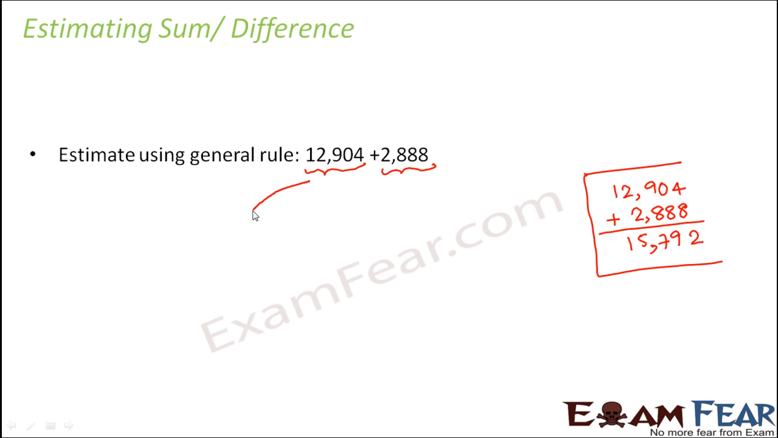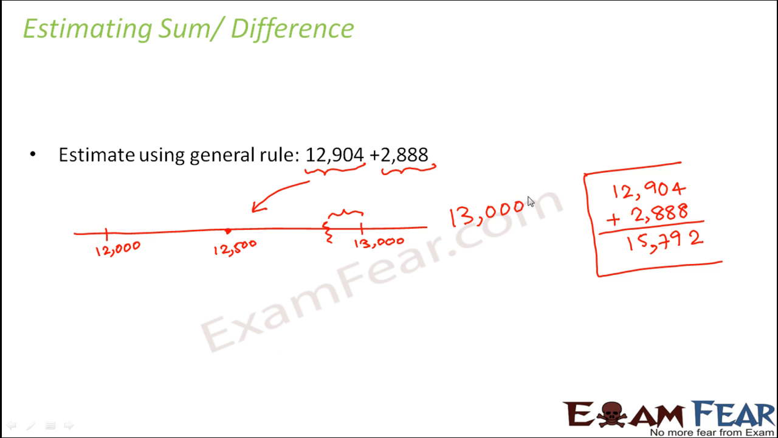Now, what would be the estimate for 12,904? When you are estimating to the nearest thousands, 12,904 would lie between 12,000 and 13,000. Somewhere between these two would be 12,500, and 12,900 is definitely going to be closer to 13,000. So we can round off 12,904 as 13,000.